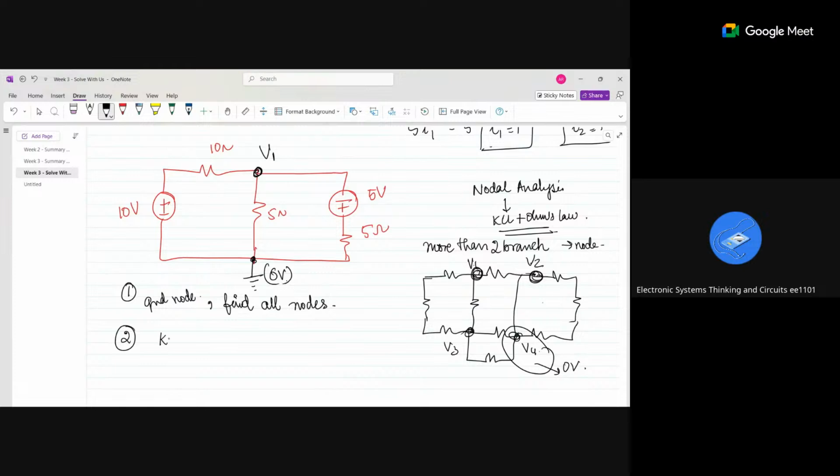Then what does KCL say? At a node, the sum of current entering will be equal to the sum of current leaving, right? So first I will mark the direction of current. For my convenience, I am considering this as the current direction. I am assuming from V1 all the current is leaving. You can assume either way, either leaving or entering.